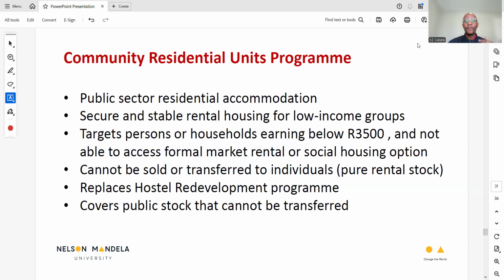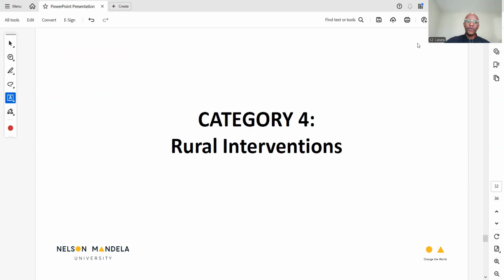And it targets people that earn below 3,500 and are not able to access the formal market or social housing option. So this is a supplement then to that social housing program, in that it's for people that don't have enough money, are not in the formal economy, probably lived in hostels for very many years, and they will be able to pay nominal rents to have the same kind of dignity as social housing, but paying significantly less in terms of rental because of their socio-economic status. So that is the CRUs, or the Community Residential Unit Program.